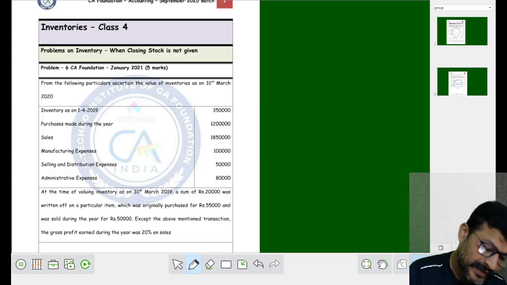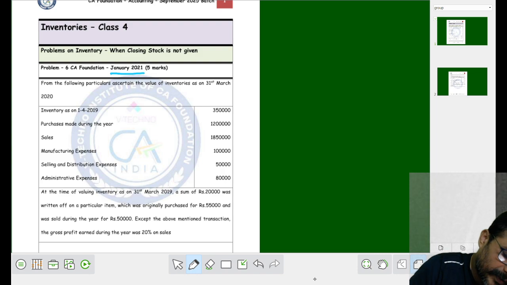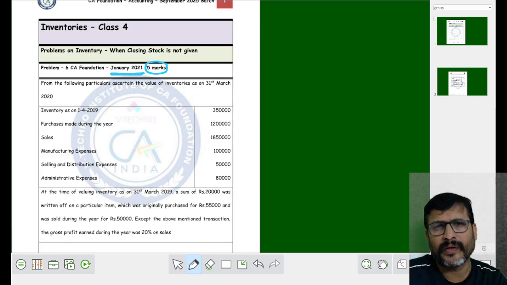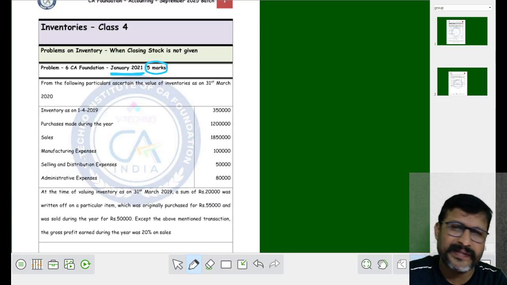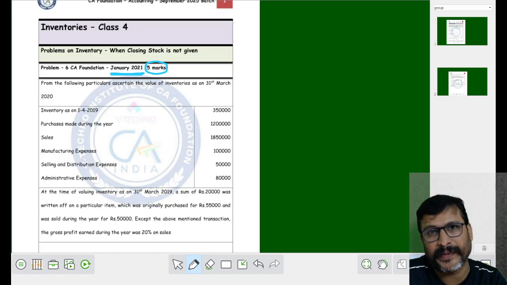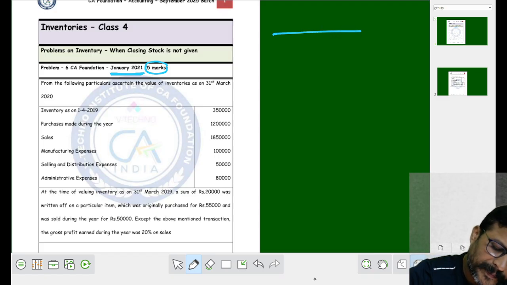This question was asked in January 2021, my dear student, for 5 marks. As I told you, there are two methods of ascertaining, one by statement method, another by ledger method. But I prefer to go for the ledger method. How should the ledger be?